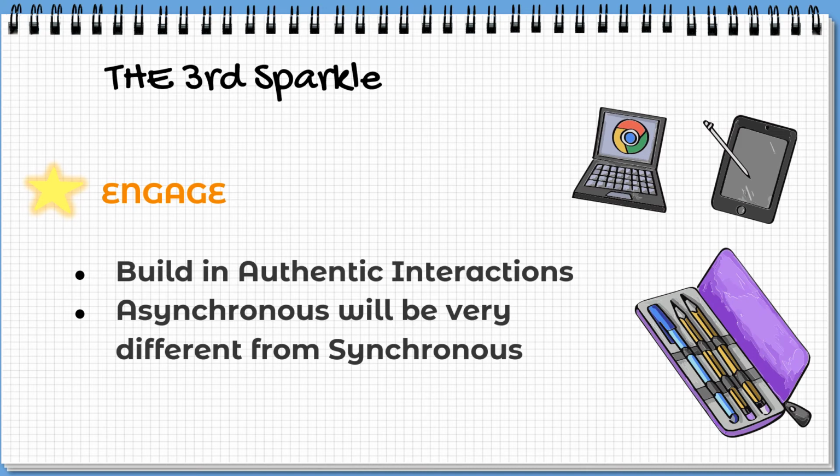So the third sparkle is the second E, which is engage. You all want to engage your children very deeply into their learning so that the learning is deeper and it is joyous and fun for them. How do you do that? You don't have to be the sage on the stage again. You don't have to lead the interactions. Make them in charge. So build in those very authentic interactions with them, and your asynchronous will look very different from synchronous. So you will have to use different modes to build in those interactions.